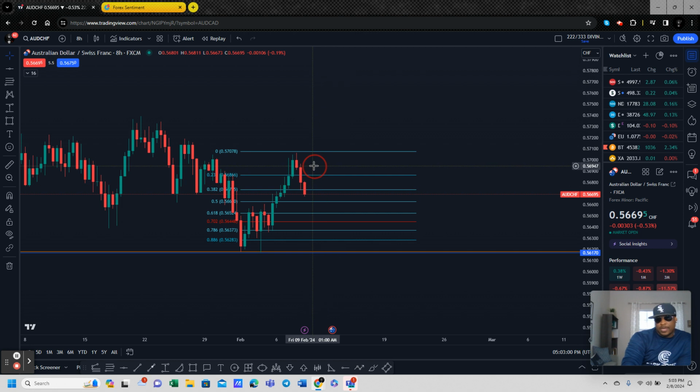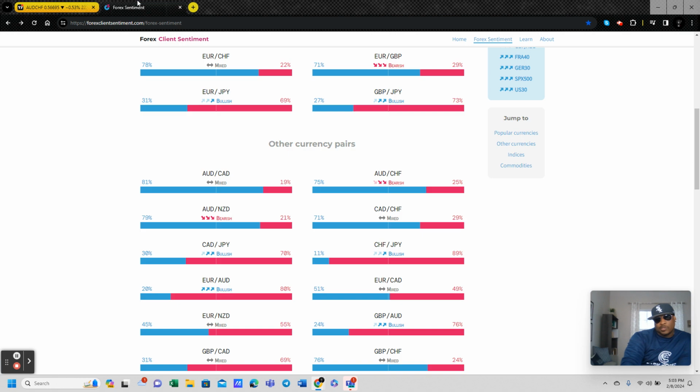I want to see price come back above here. If it does, I will be looking to see if I can short to go down. And then what I would do is have my stop loss back above here. If it gets hit, it gets hit. Just keep it moving, right? All right, let's just do.